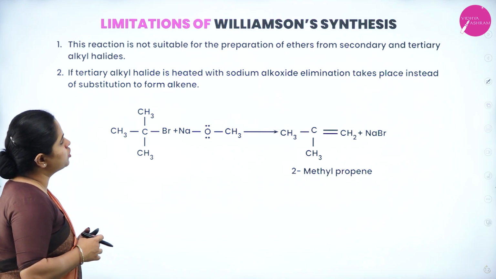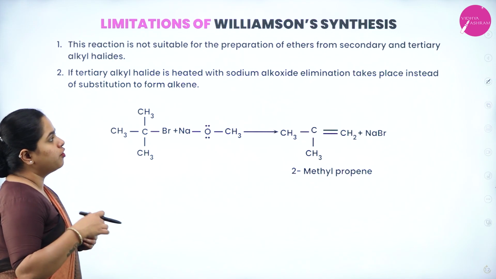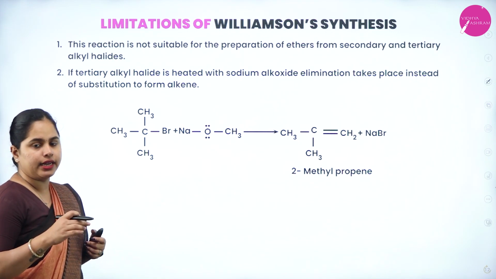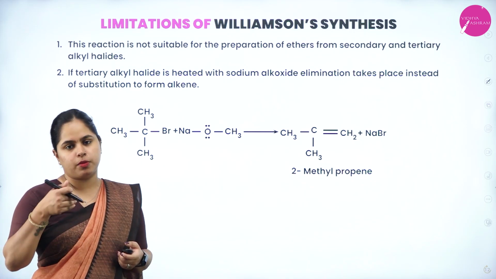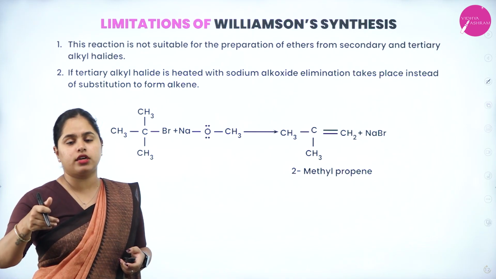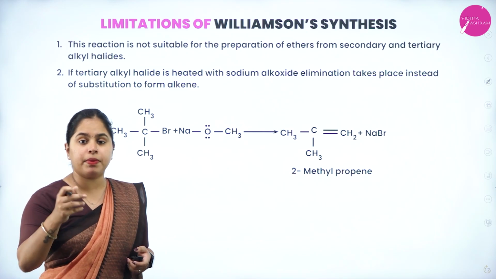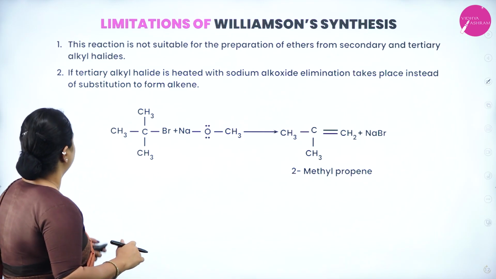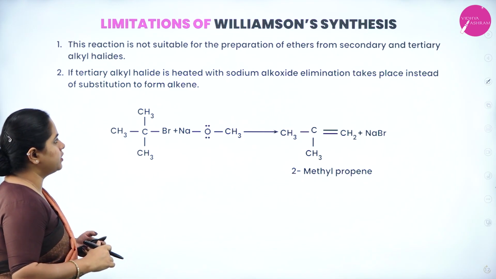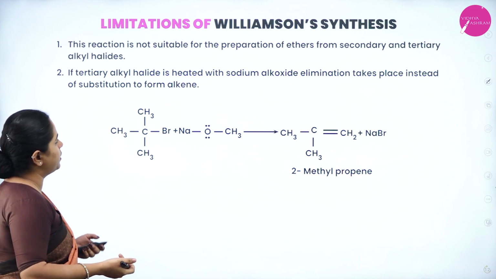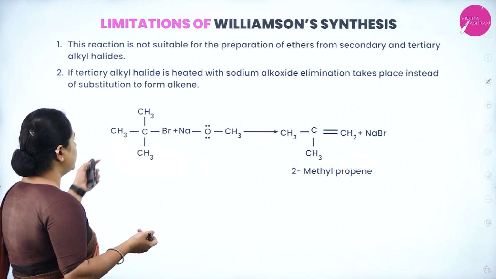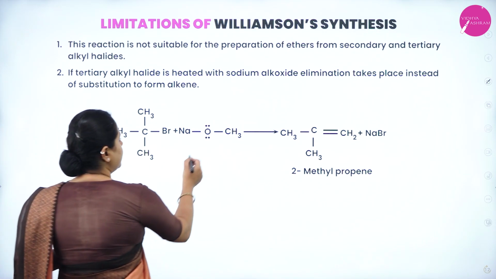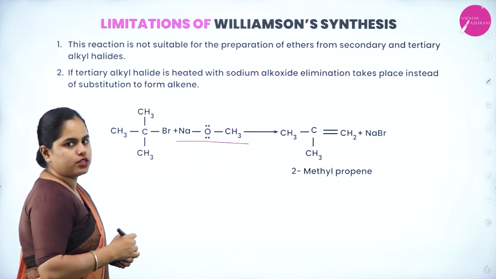This reaction is not suitable for the preparation of ethers from secondary and tertiary alkyl halide. You can use primary, secondary or tertiary alkoxides, but you cannot use secondary or tertiary alkyl halides. Only primary alkyl halides can be used. So if tertiary alkyl halide is heated with sodium alkoxide, elimination takes place instead of substitution to form alkene. So we will not get ether. So a tertiary alkyl is taken and the alkoxide is also taken here.